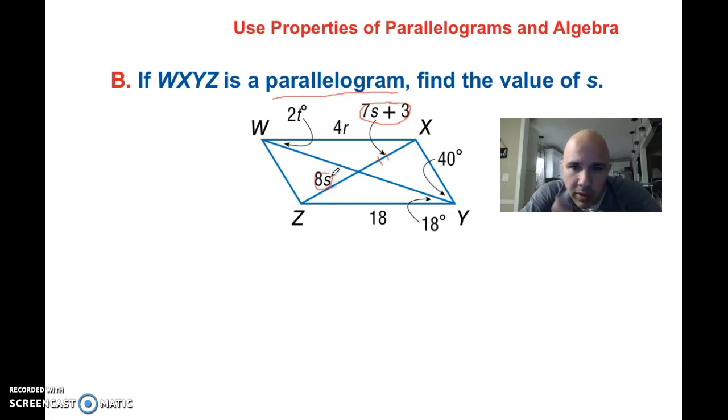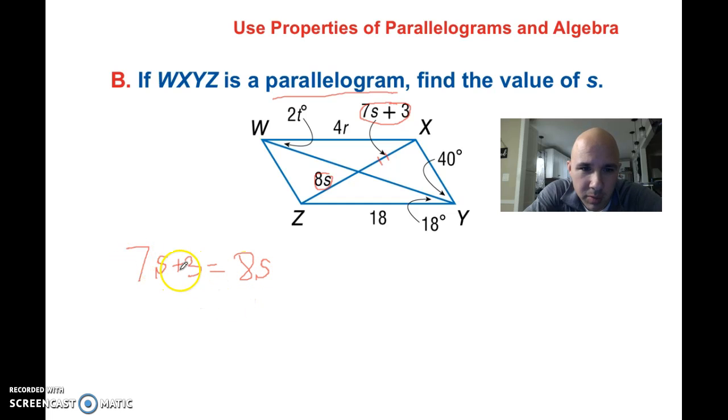Some things I notice about this particular problem: I have 7s plus 3 for this segment, and I have 8s over this segment. So I know that they bisect each other perfectly. I know what bisect means, that they both have to be the same. So I'm going to set this easy equation up: 7s plus 3 equals 8s. Easy to solve. You can do this in your sleep.